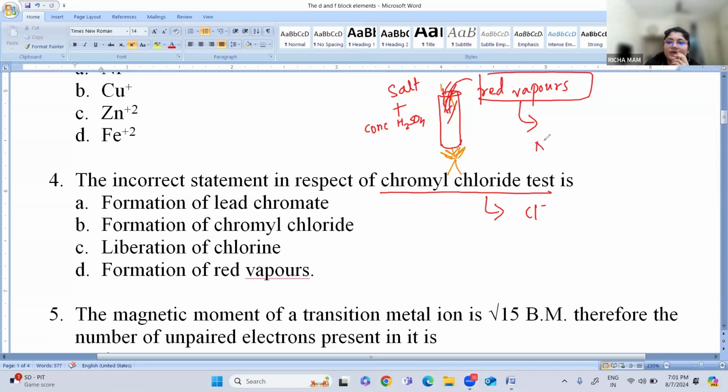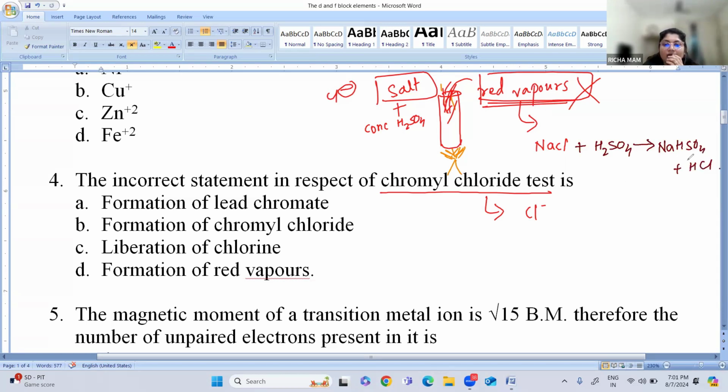The test involves what? Suppose the given salt is NaCl. If the given salt consists of Cl minus, then only it will show you orange red vapors, right? If the salt does not contain chloride ions, it will not show these orange red vapors. Now suppose I have the salt NaCl. I'm adding concentrated H2SO4. It will form NaHSO4 plus HCl.